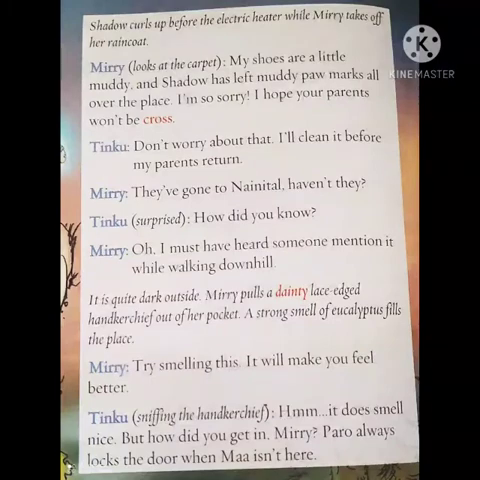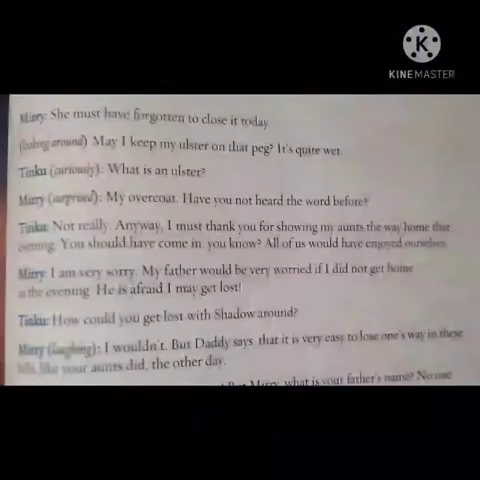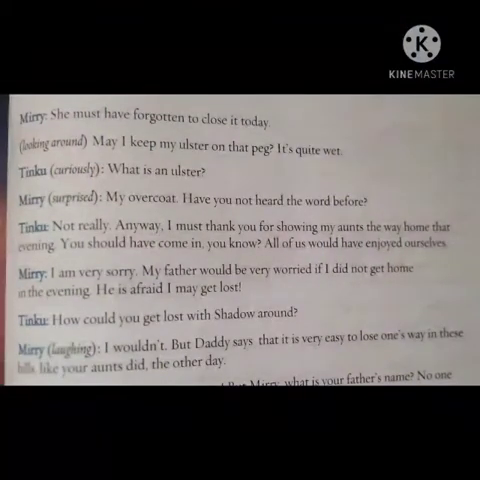Now Tinku was very much surprised and asked, if my mother is not there, the door will not be open. How did you come inside the house? Miri: She must have forgotten to close it today. Looking around, may I keep my ulster on that peg? It's quite wet. Tinku, curiously: What is an ulster? Miri, surprised: My overcoat. Have you not heard that word before?